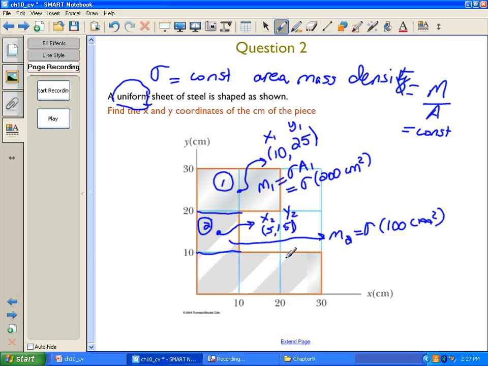Lastly, let's consider this rectangle right here. And you can see that the center of mass is located right here. What are these coordinates? Well, 15 centimeters for x, 5 centimeters for y, and m3, using the same approach, is sigma times, let's see, 30 by 10 is 300 squared centimeters.